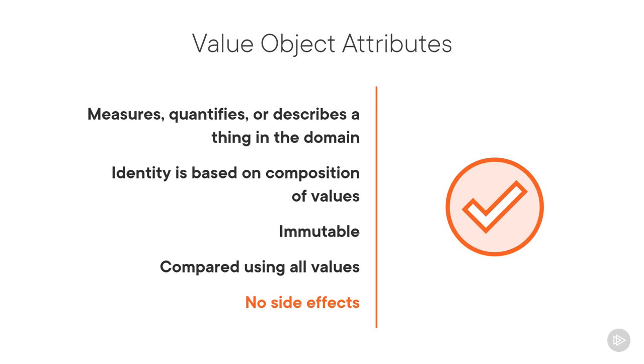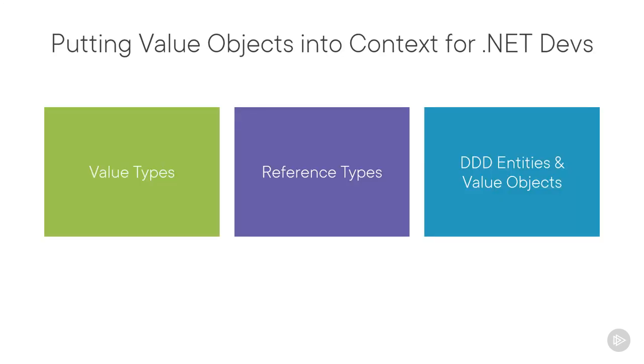Any methods on the value object should only compute things. They shouldn't change the state of the value object, since it's immutable, or the system. If a new value is needed, a new value object should be returned.